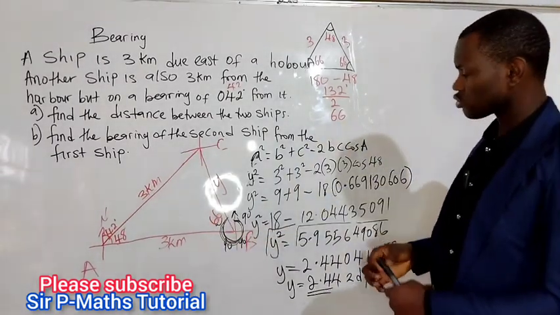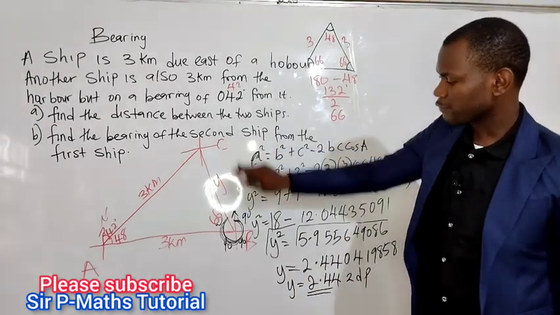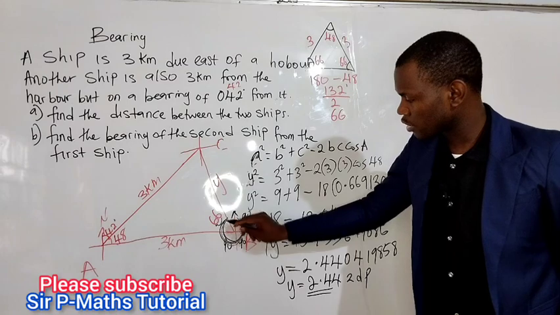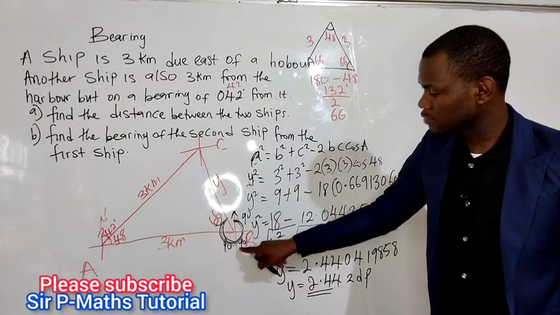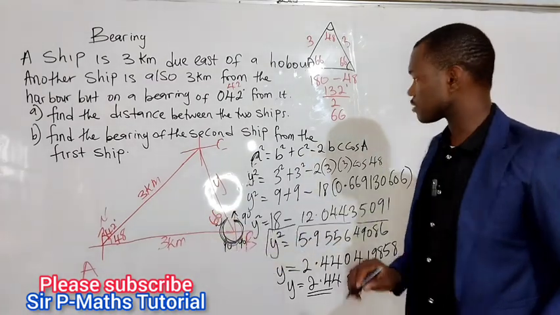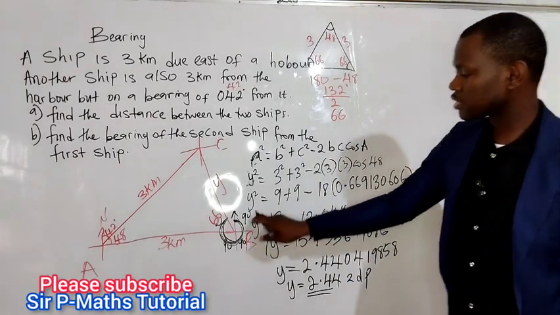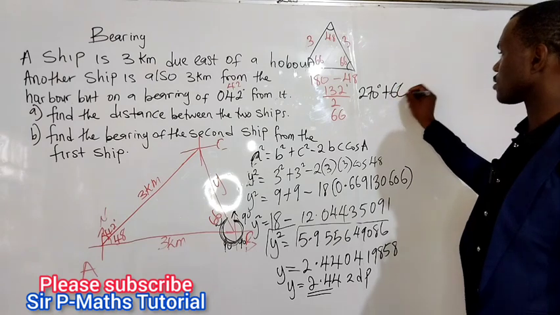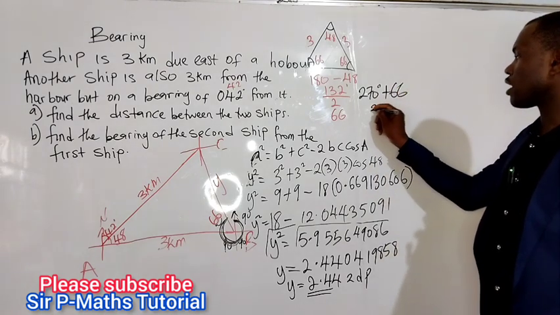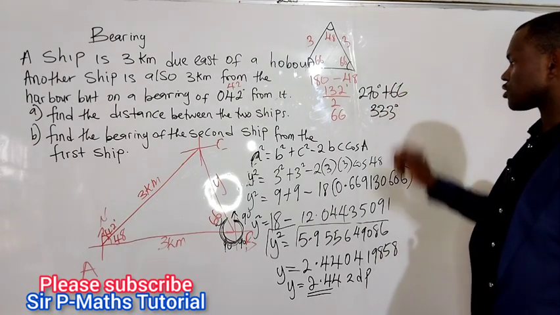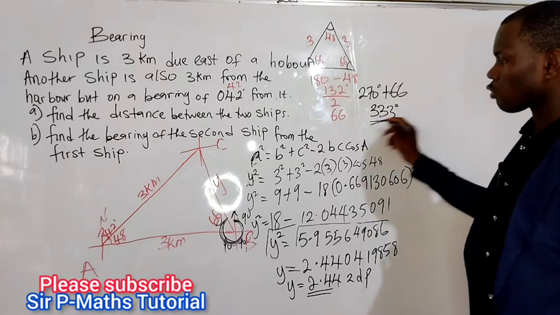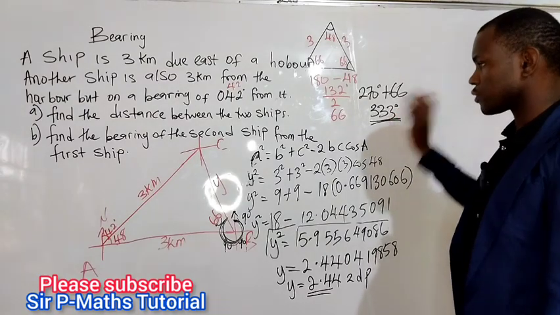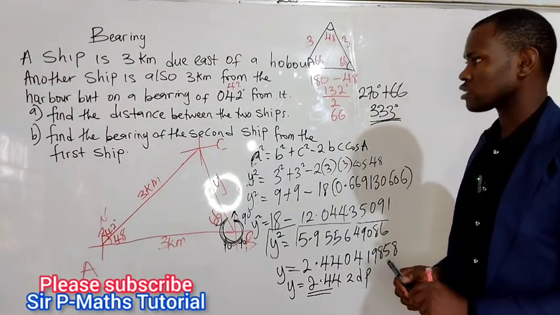So to get the total bearing of C from B, that means we are moving from here to here. So we add 90 plus 90 plus 90 and then 66. So adding them, 90 times 3 is 270 degrees plus 66. If I add both, I'll have 336 degrees. So the bearing of C from B is 333 degrees. Alright, I believe you have understood the solution.